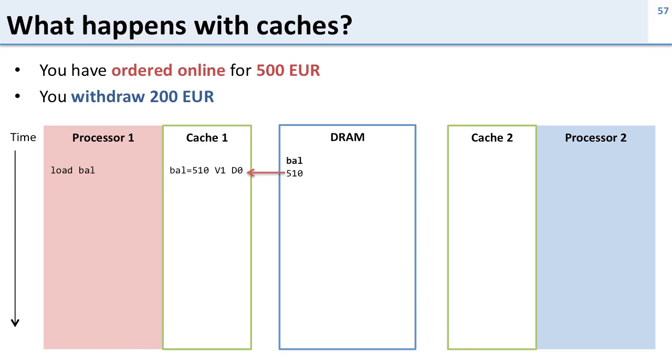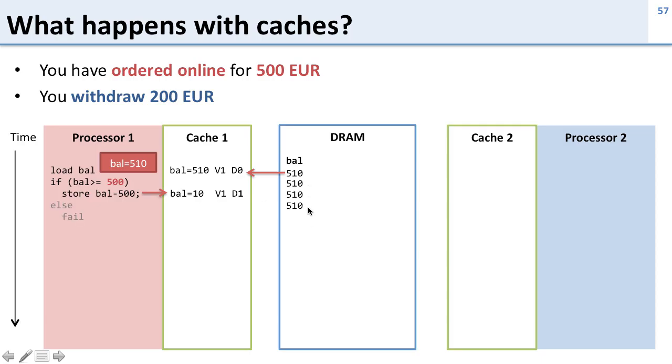Now the balance gets stored in the cache, and you can see we've got our flag bits here, so it's valid and it's not dirty. Processor 1 now has 510 as its balance. It checks the balance, it goes ahead and updates it, it writes the new balance back to the cache. You can see it's valid, but now this data is dirty because it's been updated in the cache, and it goes ahead and finishes. But the DRAM value is still 510 here.